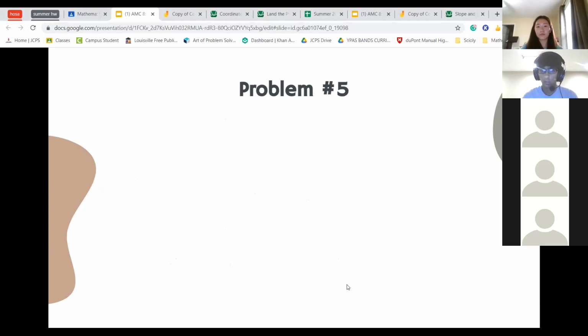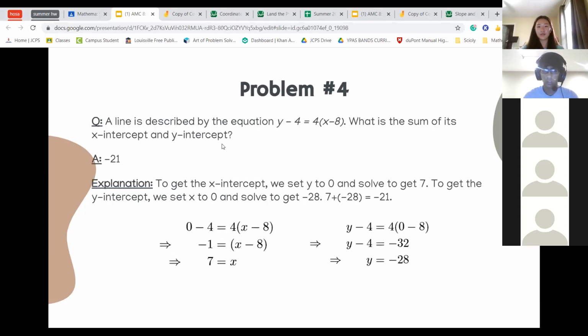I had a question. Are we allowed to add the intercepts like that? What do you mean? Because in the coordinates it's x comma y, so how are we able to actually add it? No, that's just what the question is asking you. The question is asking you to find the sum of the x-intercept and the y-intercept. So that's just the format of your answer, basically.